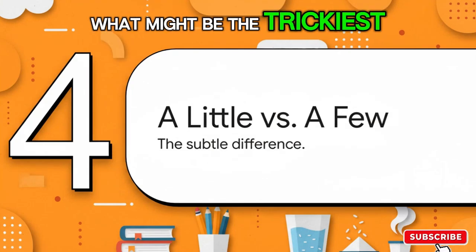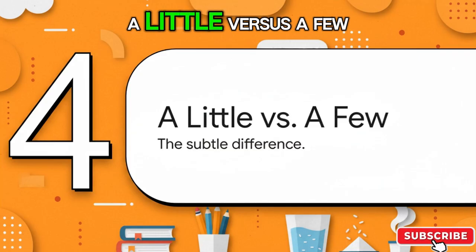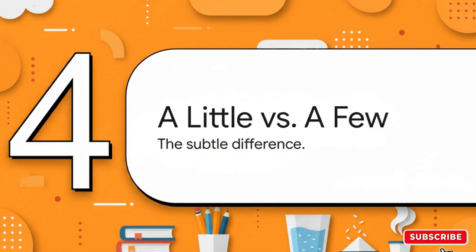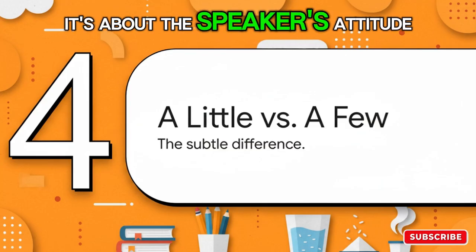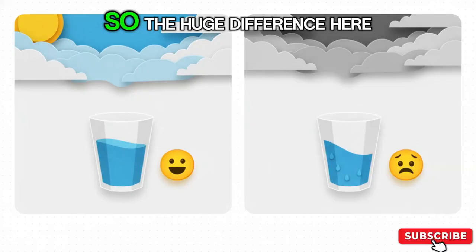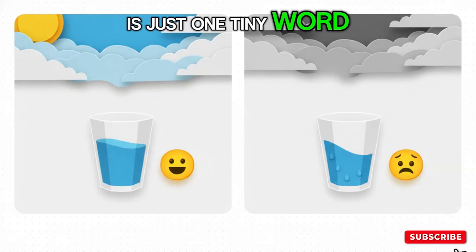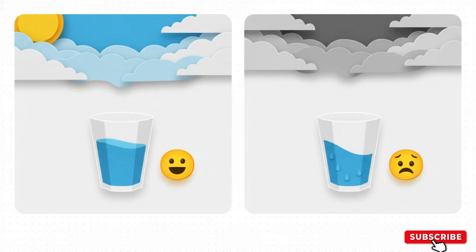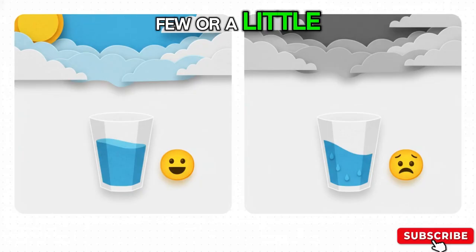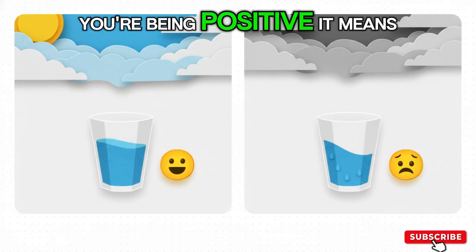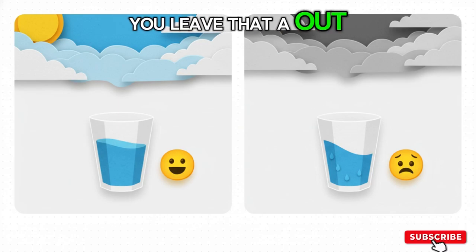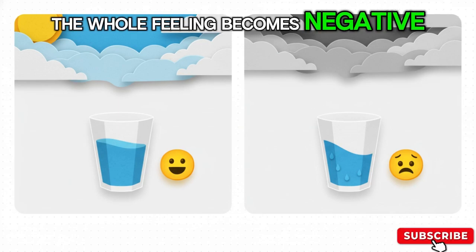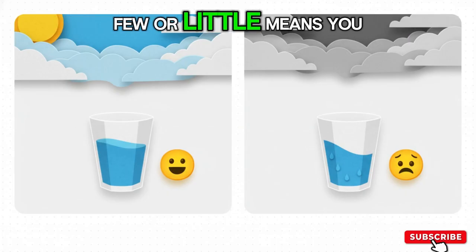Now for what might be the trickiest part of this whole thing. A little versus a few. The difference here isn't just grammar, it's about the feeling. It's about the speaker's attitude. So the huge difference here is just one tiny word. When you include it, a few or a little, you're being positive. It means, yeah, it's a small amount, but it's enough. But when you leave that a out, the whole feeling becomes negative. Few or little means you just don't have enough.